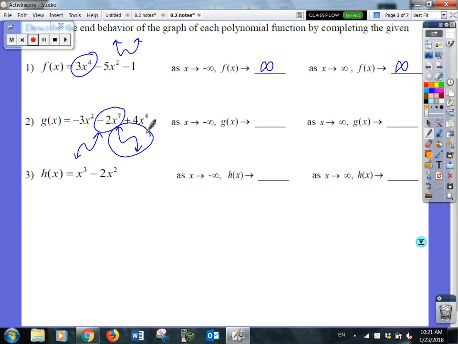So, when I look at that little sketch, as x approaches negative infinity, so as x goes to the left, g of x goes up, so that would be positive infinity. And then as we go to the right, as x approaches infinity, the function goes down, so that would be negative infinity.